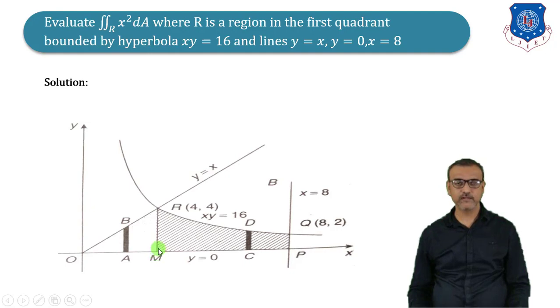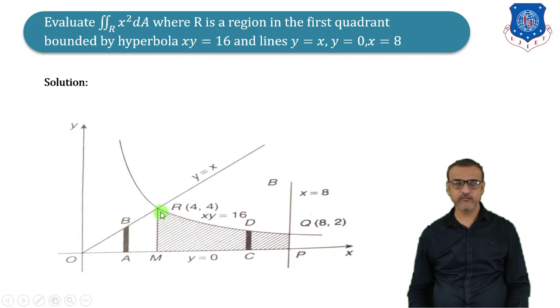Now to evaluate the limit of y, we will consider this strip, and this strip is at this line and at this line. So here y is 0 and here at this point y equals x. So for this region of integration, the limit of x will be from x equals 0 to x equals 4, and the limit of y will be from y equals 0 to y equals x.